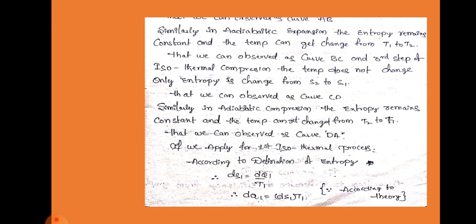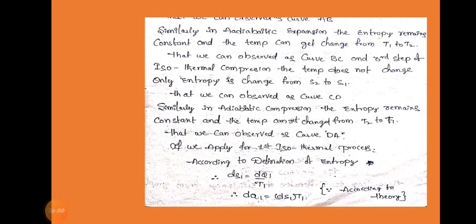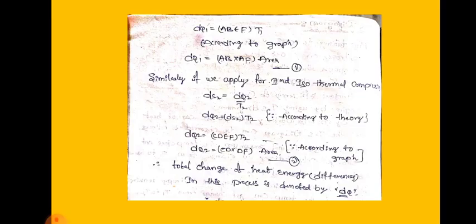If we apply the first isothermal process, according to the definition of entropy, dS1 is equal to dQ1 by T1. Therefore dQ1 is equal to dS into T1, according to theory. Therefore dQ1 is equal to the area ABEF into T1. According to the graph, dQ1 is equal to AB into AF area. This is equation number 1.